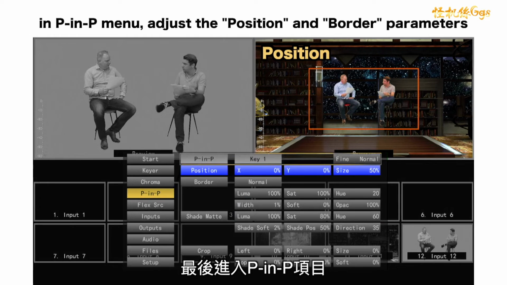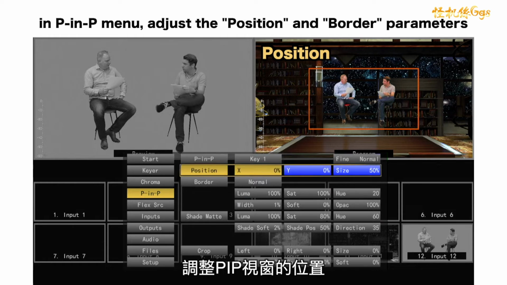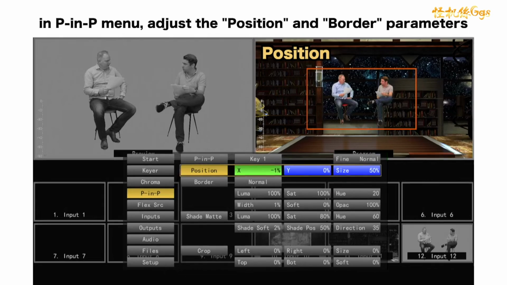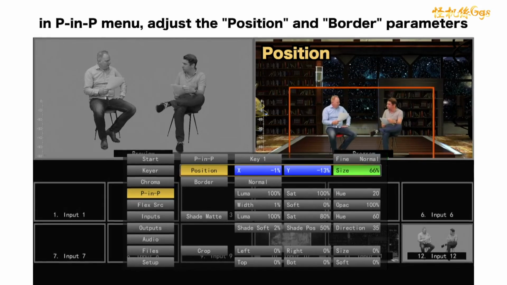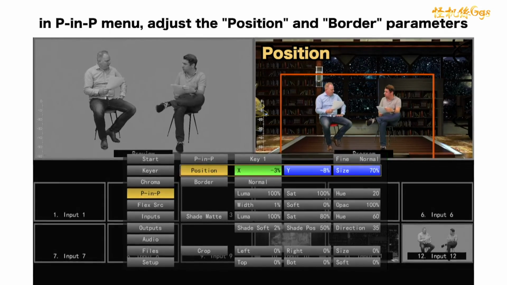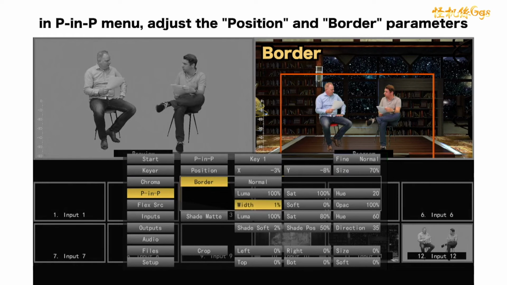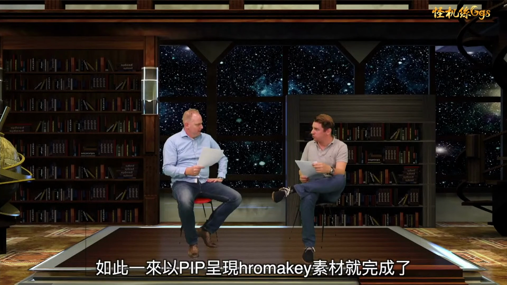Finally, adjust the PIP setup parameters to place the Chroma-key effect in the right position. This completes the configuration of a Chroma-keyed image in the PIP window.